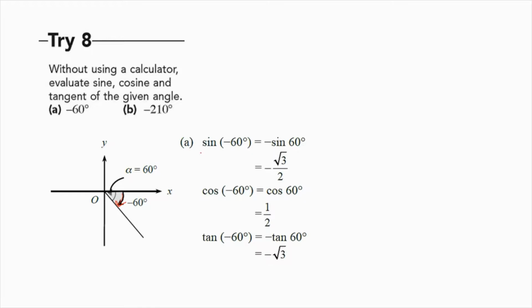Look at this. Sine negative 60, we learned that we can take out the minus sign, so it will be minus sine 60. And what is sine 60? It is square root 3 over 2. Cosine negative 60 equals cosine 60 degrees, which equals half. Tangent negative 60 equals minus tangent 60, which equals negative square root 3.